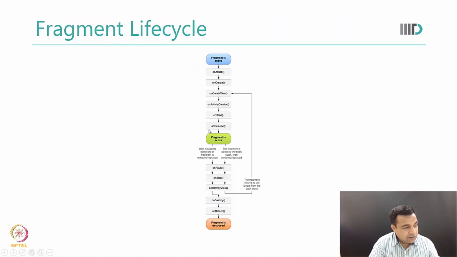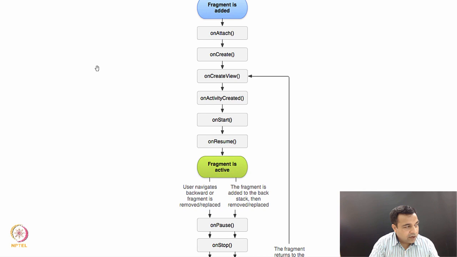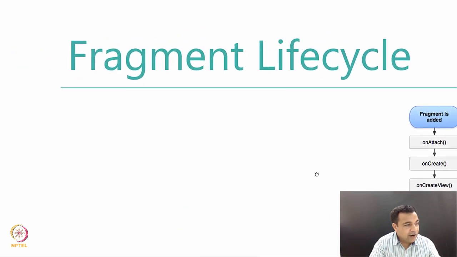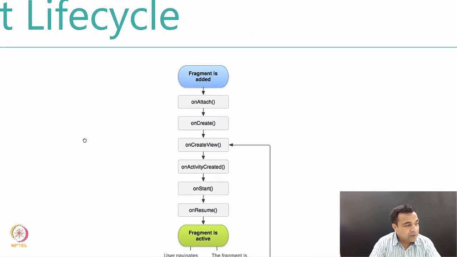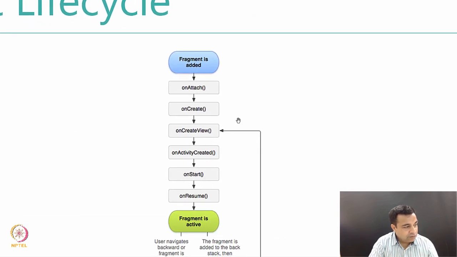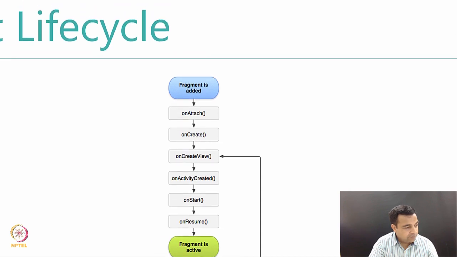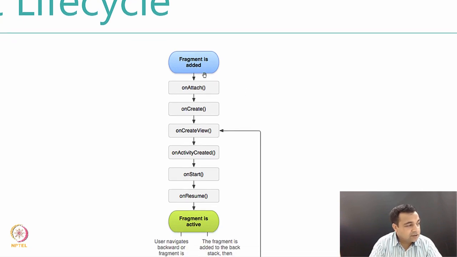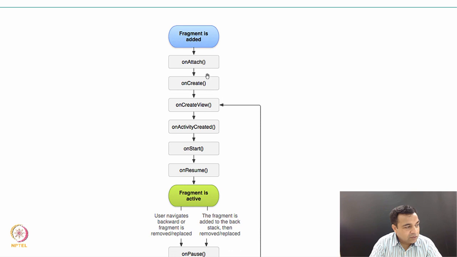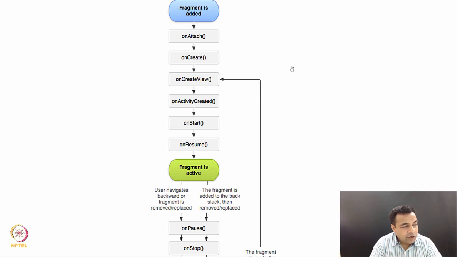Now, let me first increase it a little bit. What I am trying to show you is the fragment life cycle. I hope now all of you can see. Some of you have mentioned that you find difficulty in seeing the screen, so I have increased the size. So this is the fragment life cycle. It starts when the fragment is added. Then it calls some callback methods, just like the activity. The important method for us here is onCreateView, and that's where we will do our action.